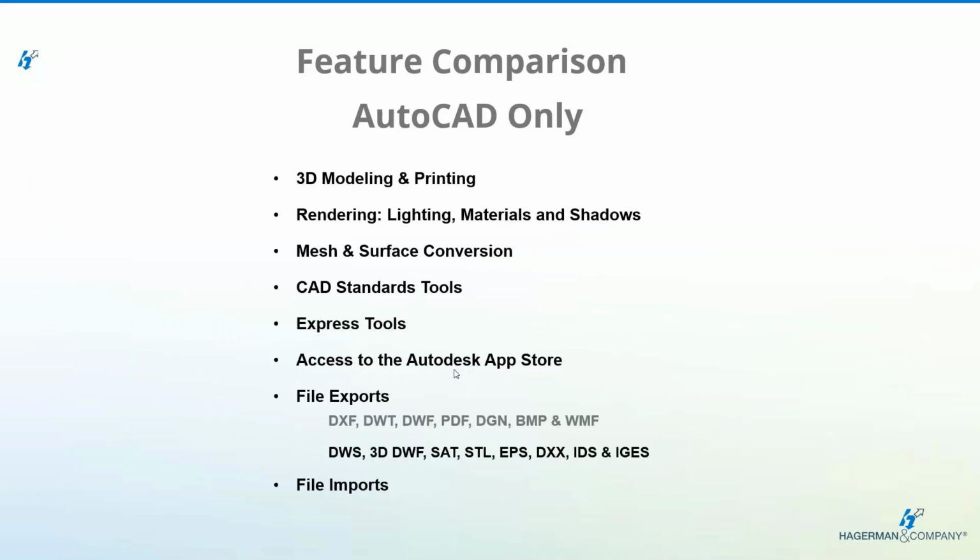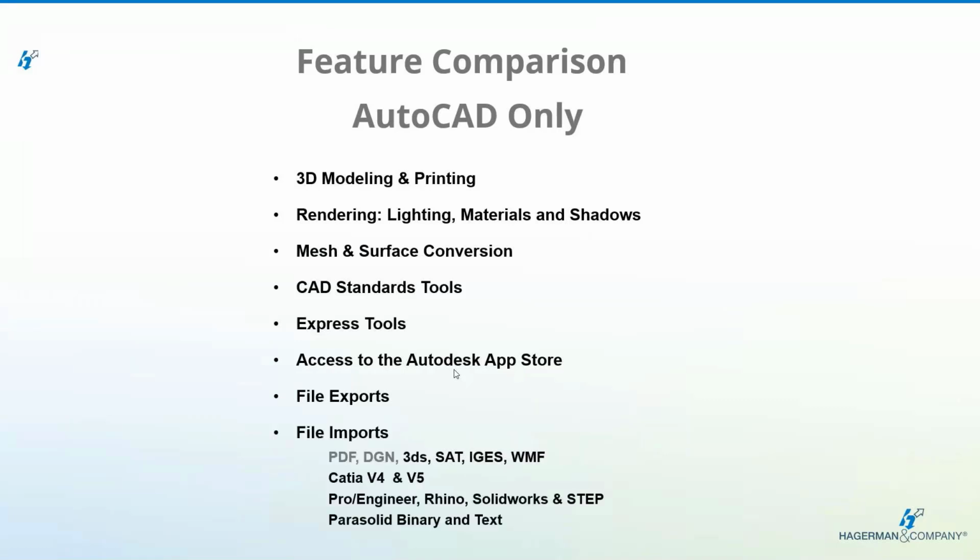For file exports, there's a lot more for AutoCAD. You can see in gray there, those are the ones that AutoCAD LT will do. But in addition to that, in AutoCAD, you can do the DWS files, which are those CAD standards tools that I was talking about earlier, and 3D DWF. You can also do an SAT file, which is an ACIS file. That would be like an industry standard ASCII file that's formatted specifically for 3D geometry. You've got the STL, which is a stereolithography file. You've got Encapsulated PS, DXX Extract, as well as IGS and IGES. All those can be exported.